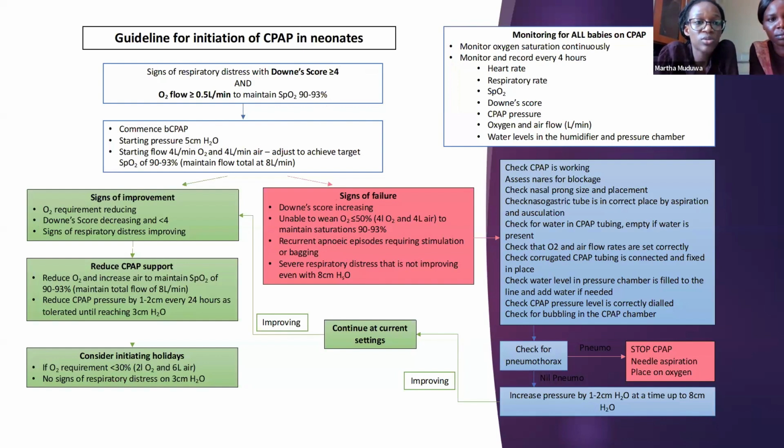If your Downes score is still remaining high, you may need to increase the pressure all the way up to 8 to 10, and vice versa. If the Downes score is reducing, you then gradually reduce your pressures as well by 1 to 2 centimeters, depending on the clinical condition of the baby. Hope that answers the question.